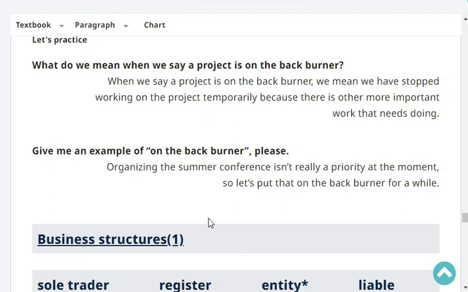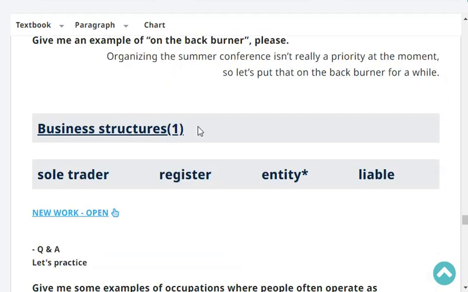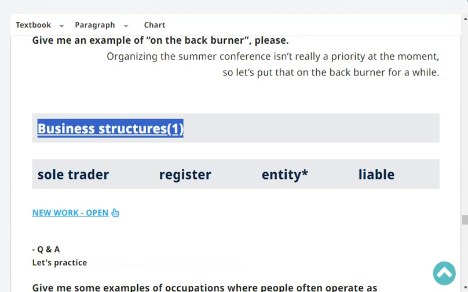Organizing the summer conference isn't really a priority at the moment. So let's put that on the back burner for a while. Very good.